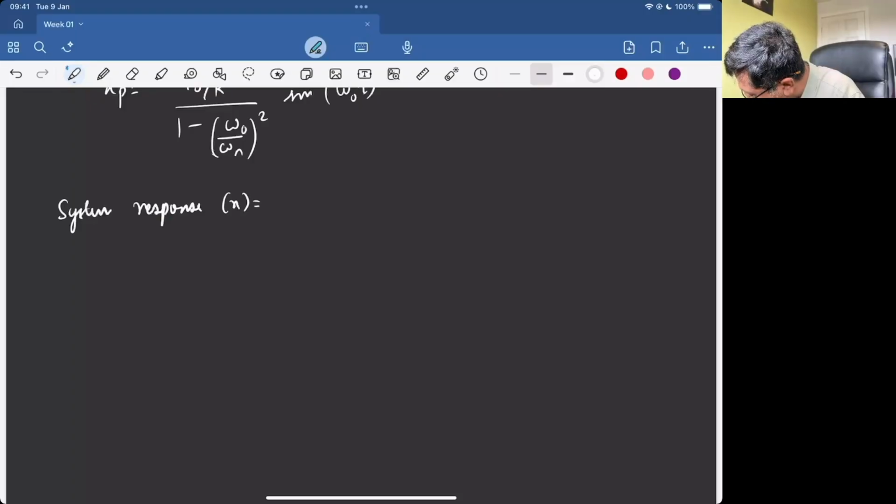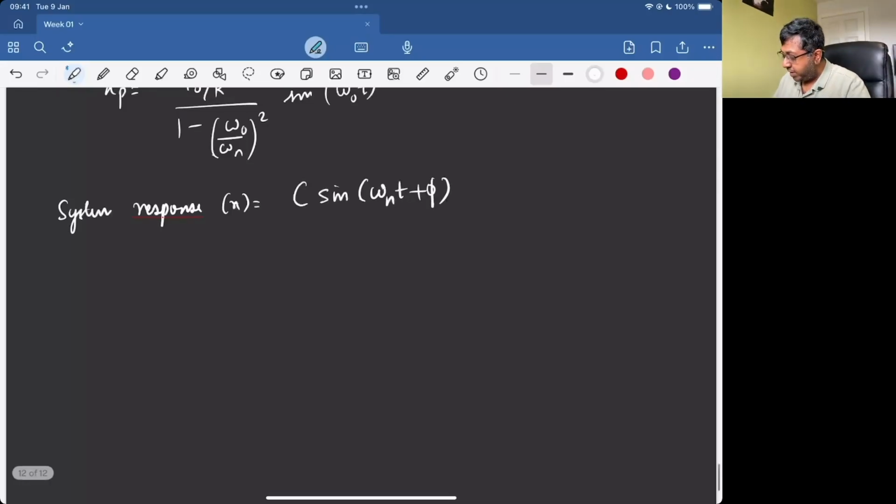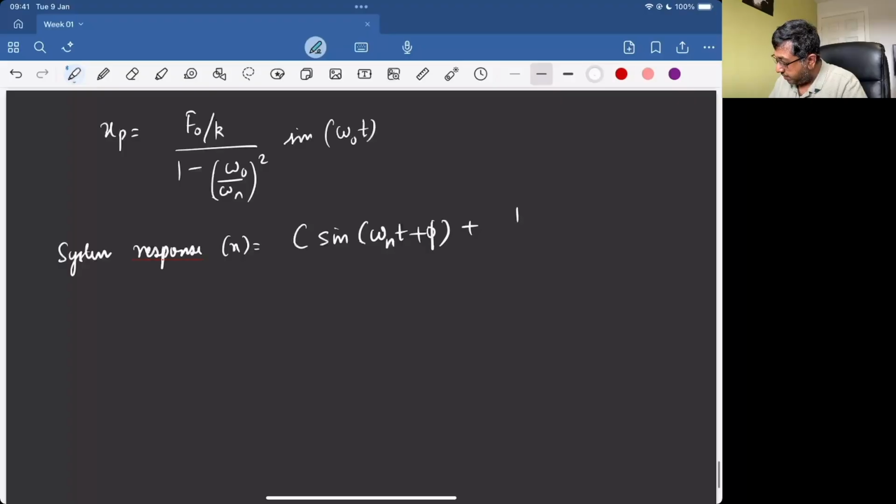nothing but x is nothing but c sine of omega n into t plus phi. I'm not doing anything much here. I'm just adding both the terms and writing them in one single line. But we will see why that in a moment. Sine of omega naught into t.